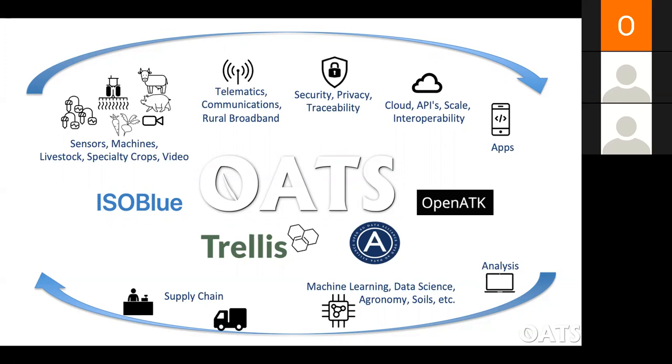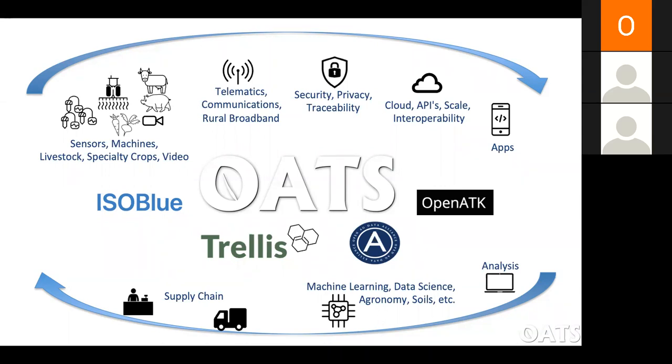And then we do a decent amount of work in the part of how that data ends up getting to the cloud somewhere. So the telematics, rural communications, rural broadband, that kind of stuff. And then where we got our start in the industry most was really the security, privacy, and traceability space linked up with cloud APIs. So once you have data and you have a communication path, how could I push it up to a cloud over some kind of open source API and in ways that scale?